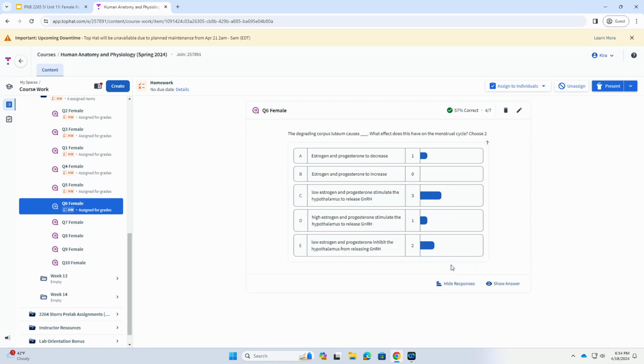Okay, let's see what you guys said. Okay, so I feel like we agree that the degrading corpus luteum causes estrogen and progesterone to decrease, which corresponds to right here. So we're spread on what effect this has on the cycle. Decreasing progesterone and estrogen either stimulates or inhibits the hypothalamus. What do you guys think? Does anyone have an idea?